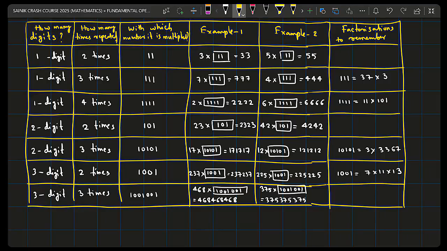Sahana, any doubt? No, sir, there is no place for factorization. Okay, you can write it later in a long notebook. Okay, sir.